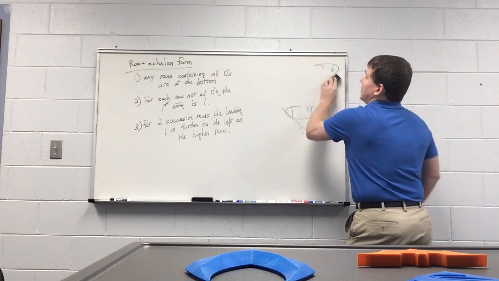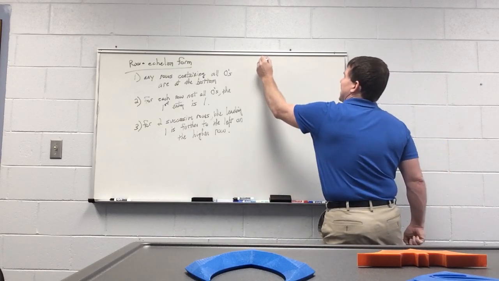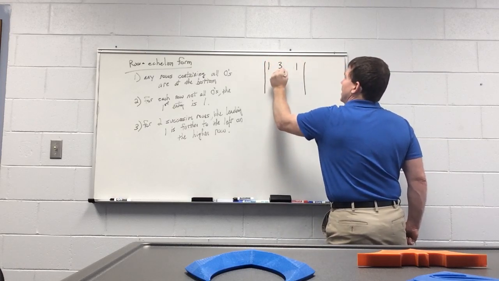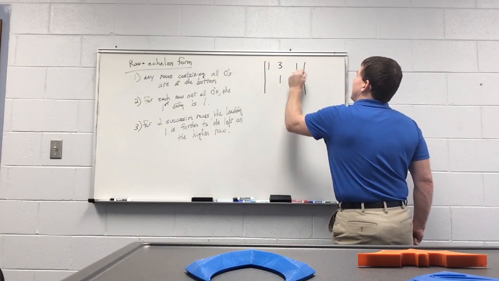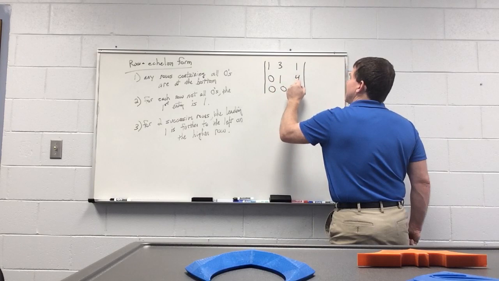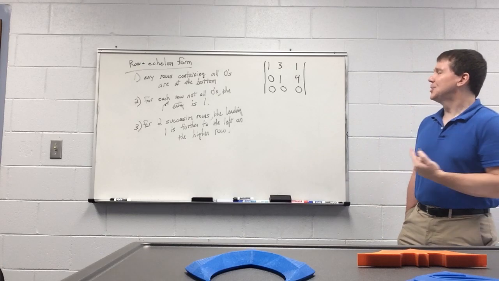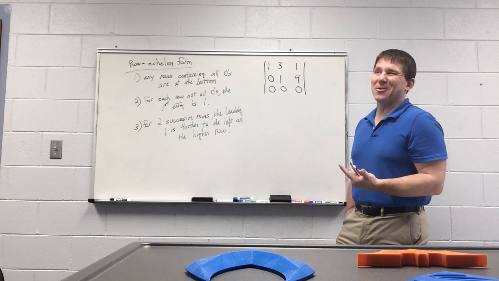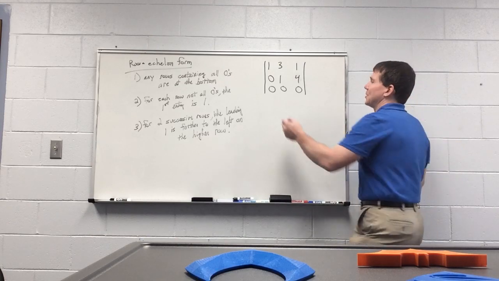So, if I have this matrix right here, 1, 3, 1, 0, 1, 4, and 0, 0, 0. Is that in row echelon form? Sure. In this case, we have a third row there, but it's all zero, so it doesn't really matter. So it just has to go at the bottom to put it in row echelon form.